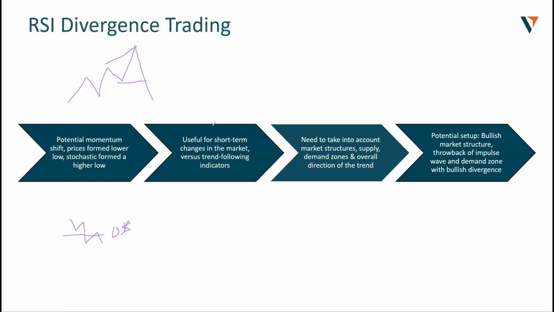Usually on divergence trading, this can be useful for identifying short-term changes in the market. We also want to consider this versus trend following indicators. So one way to do this, again, I cannot emphasize enough the importance of market structure. So try and understand market structure first, because market structure is the first sign that we could be seeing that reversal.